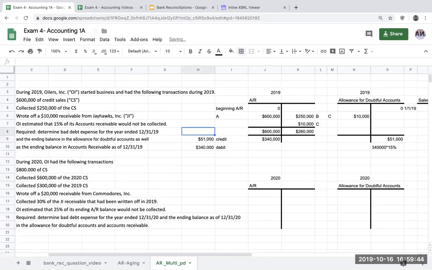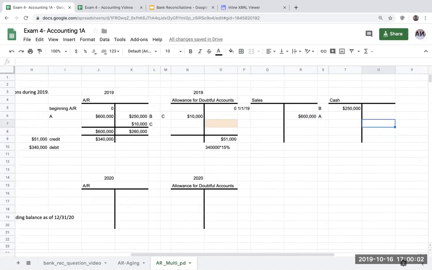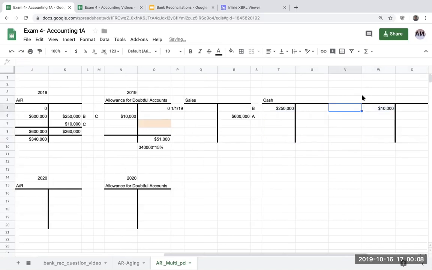Now, how do I determine the bad debt expense? What did I have to do in the previous question? Is this allowance for doubtful accounts T account balanced? No, it is not. So what I need to do is record bad debt expense. So the way I go through and do this, okay? I had a 0 balance. I have this value here, minus 10,000 equals 51,000.